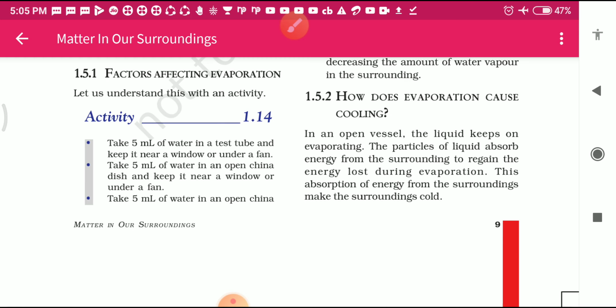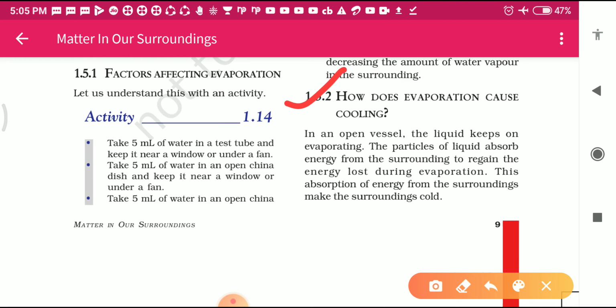Let's continue our chapter Matter in our surroundings. In this video we will discuss how evaporation causes cooling. 1.5.2, this one. Today I will discuss this topic. In the previous topic I have already discussed evaporation and the factors affecting evaporation.